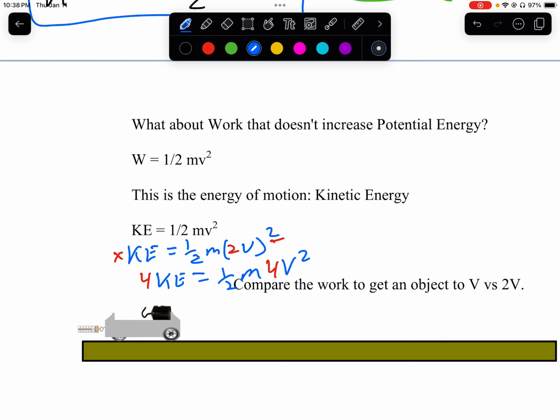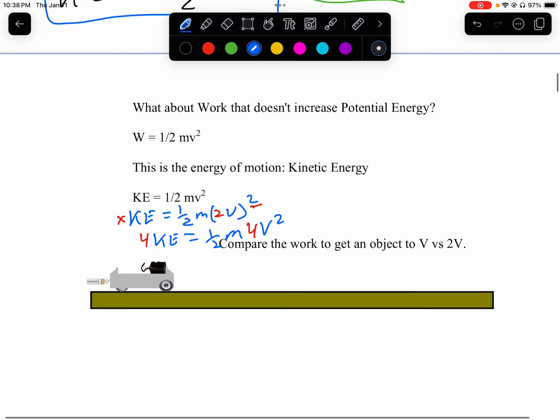If I go 3 times faster, I have 9 times the kinetic energy. If I went 4 times faster, I have 16 times the kinetic energy. Versus changing the mass, something that has twice the mass moving at the same speed will only have twice the kinetic energy. So again, the velocity is the more important factor.